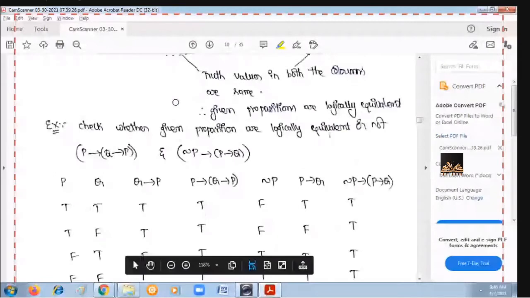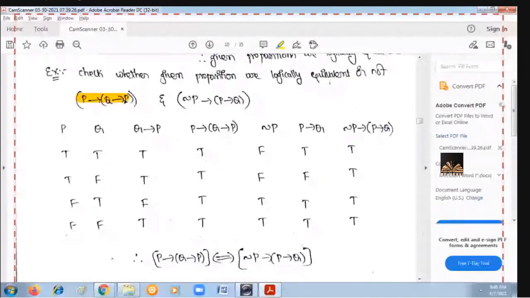Check whether these two compound propositions are logically equivalent or not. P tends to Q tends to P is the first one. Negation P tends to P tends to Q is the second proposition. Clear? First construct the truth table. First you need to construct truth values for Q tends to P. After that you can construct for P tends to Q tends to P. This is the resultant column for the first compound proposition.